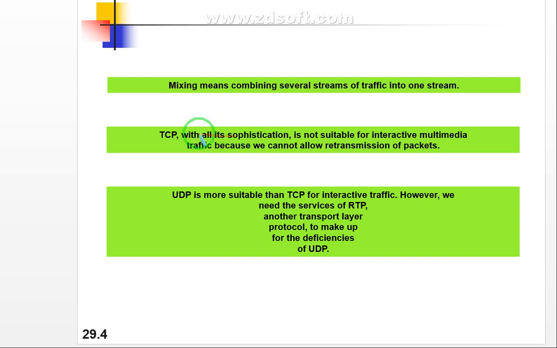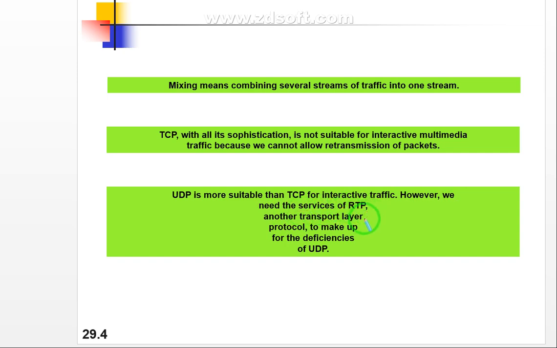I mentioned one thing before, and we are studying it again here. TCP, with all its sophistication, is not suitable for interactive multimedia traffic, because we cannot allow retransmission of a packet. I mentioned it before, and you can read the same concept here. Now UDP is more suitable than TCP for interactive traffic. So for interactive traffic we are using UDP. However, we need the service of RTP.